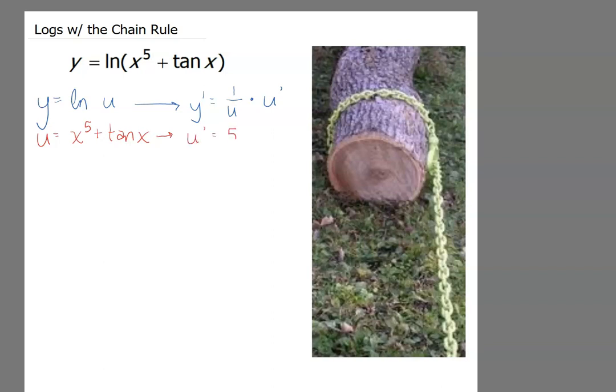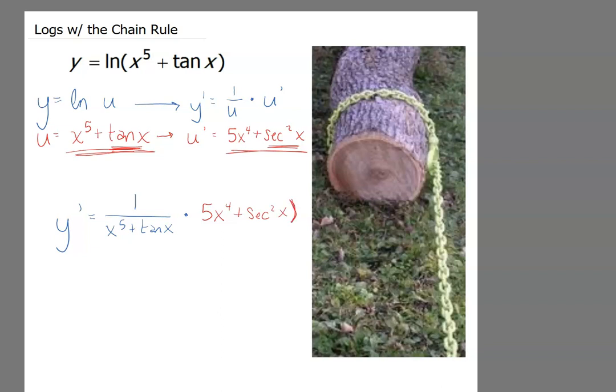x to the 5th becomes 5x to the 4th. And then these trig derivatives, we should know those by now. If you don't, then keep studying. The derivative of tangent x is secant squared x. So my final answer here, I have 1 over u, which is this, times u prime, my fixer piece, which is this, 5x to the fourth plus secant squared x, again, parentheses to group that together, and we're done.